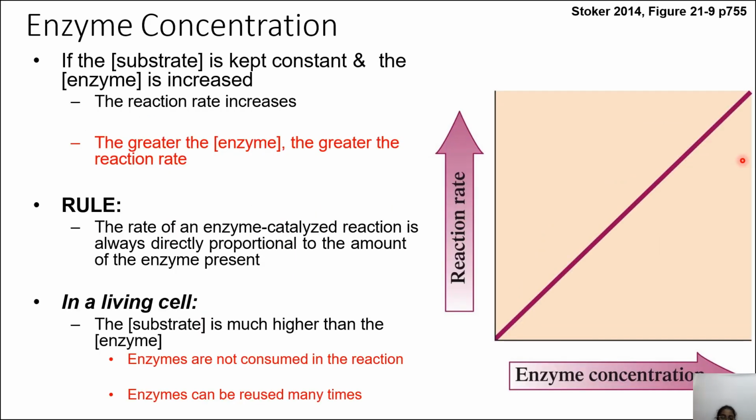Now, if the substrate is kept constant and the enzyme is increased, the reaction rate increases. So, the greater the enzyme, the greater the reaction rate. The rate of an enzyme catalyzed reaction is always directly proportional to the amount of the enzyme present. In a living cell, the substrate is much higher than the enzyme. Enzymes are not consumed in the reaction. Enzymes can be reused many times.